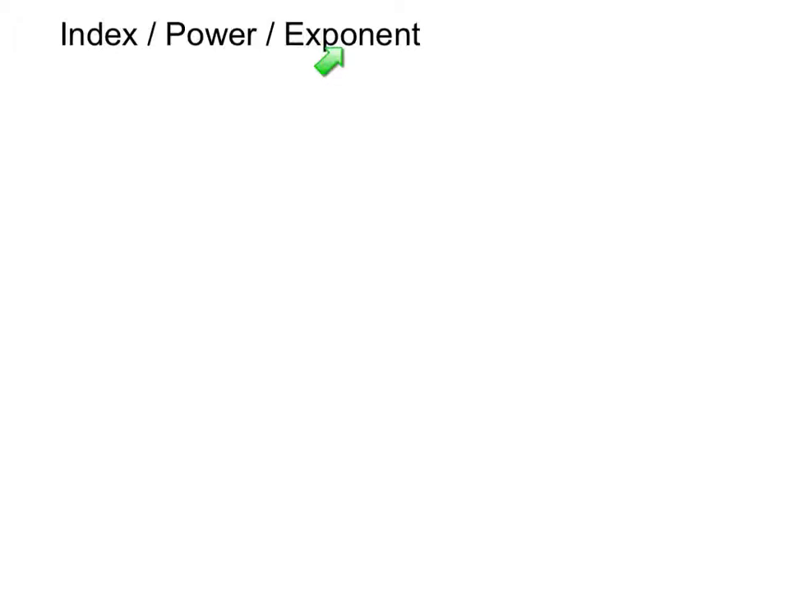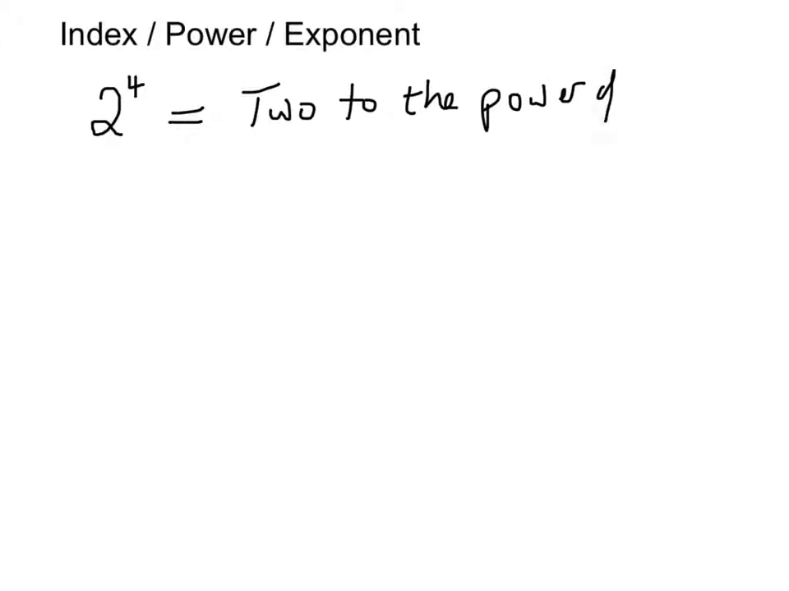What is this? In mathematics, if we write 2 and have a little 4 positioned up here at the top right hand corner of the 2, in English we call this 2 to the power of 4. So I've identified that this number up here, the 4, is what's called a power. Another name for it is index or exponent. This number here is called the base.